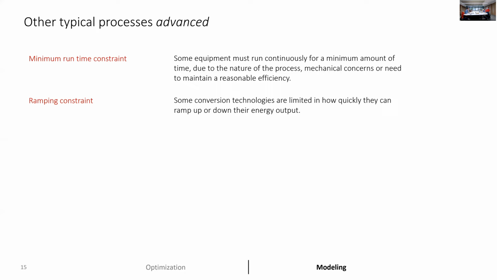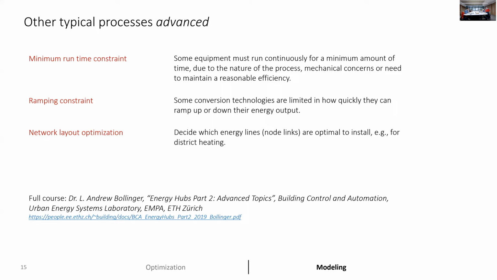And network layout optimization, where you need to decide which energy lines or node links are optimal to install, for example, for district heating. There are particular ways to model these systems in a MILP type of framework. And here I sent you a pointer to a course from MPI-DTH Zurich, which addresses these more advanced modeling techniques that I got most of the inspiration from for at least these few slides. So that's also a full course, right?